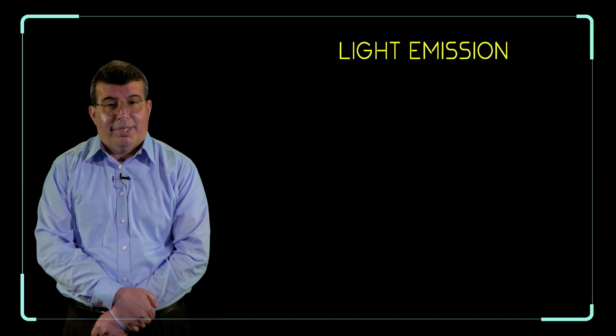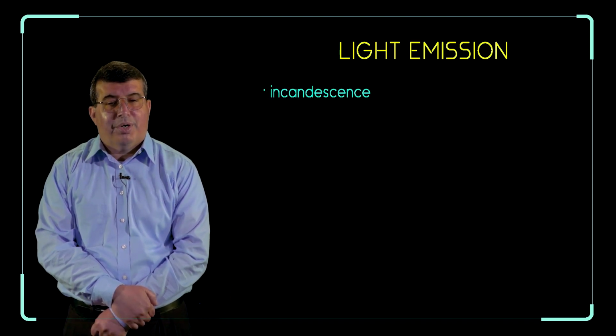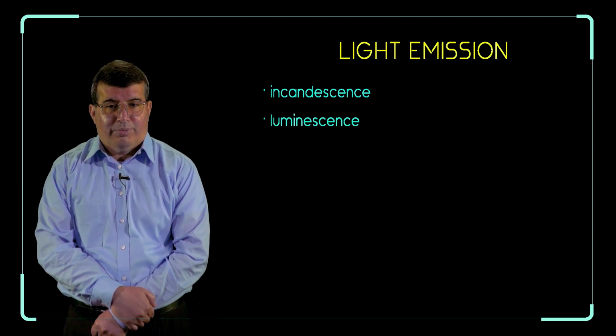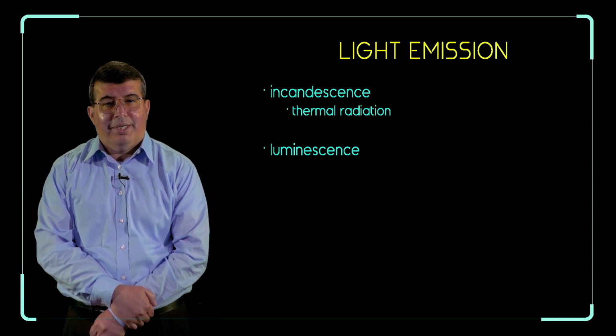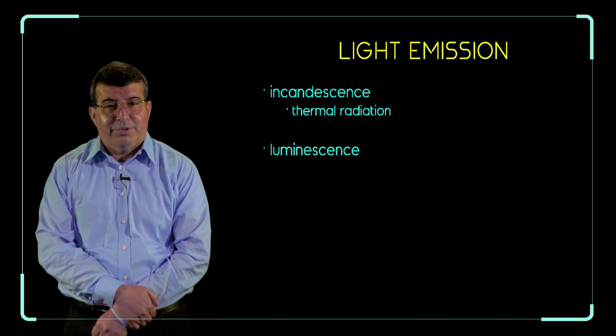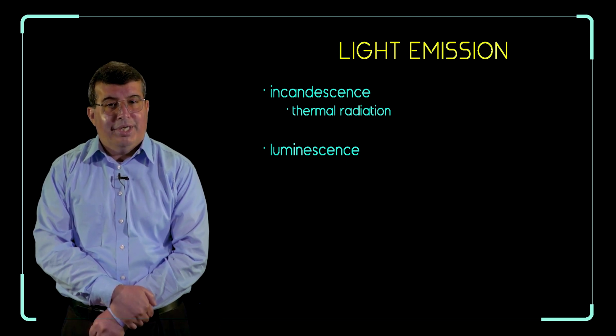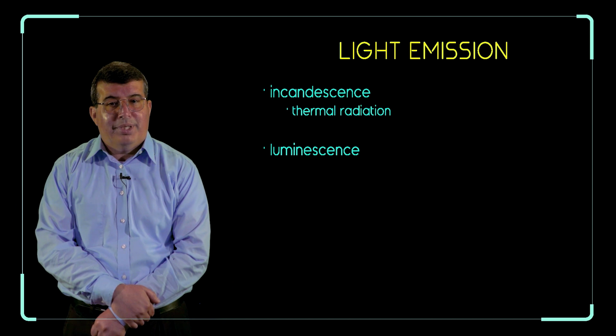We break down the emission of light by matter into two processes, one of which we call incandescence and one of which we call luminescence. Incandescence refers to thermal radiation, or in other words, light that's given off by a hot object. All objects that have a temperature above absolute zero give off light, and that would be incandescent light.